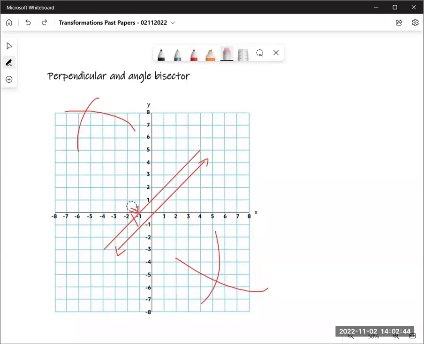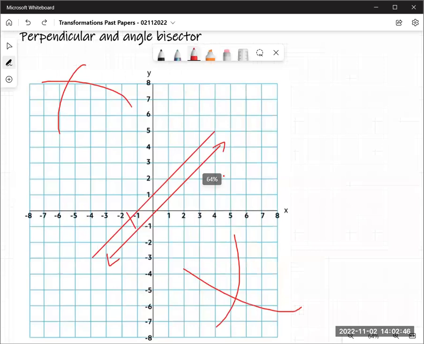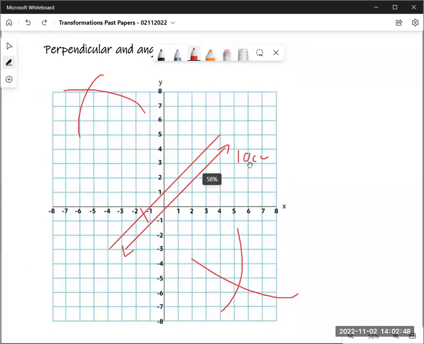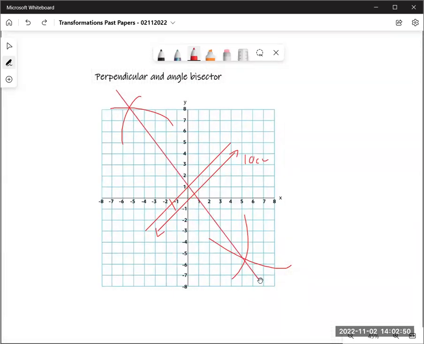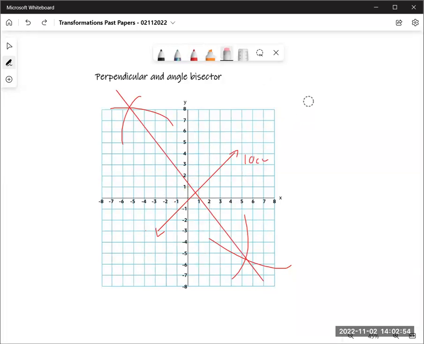Now, after that arc is done, your job is to connect these arcs like this. And this is the perpendicular bisector. Is that clear? I'll write the method right here.